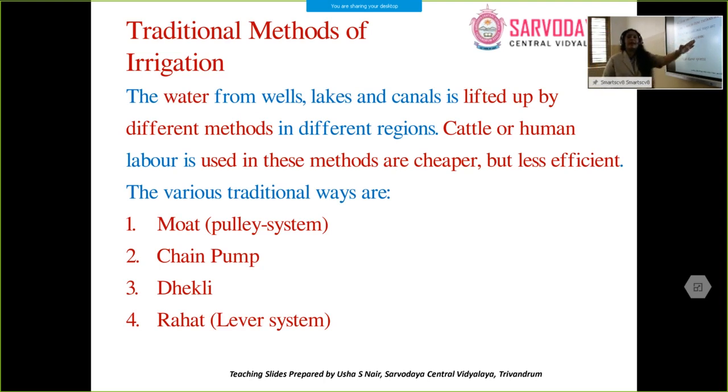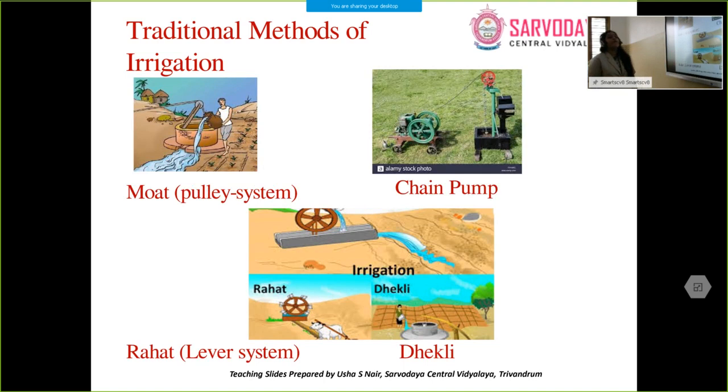If you can't remember, you can write: the Moat, the pulley system, the chain pump, the Deckley, and the Rahat, the lever system. These are the various traditional ways. I'm sure you must have already seen them in your text. They have given images. I've also pasted them for you to see better. We have the Moat, the pulley system, the chain pump, and here we have the Deckley or the Rahat, the lever system.